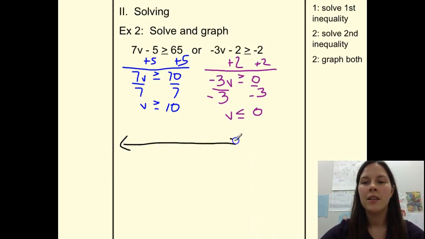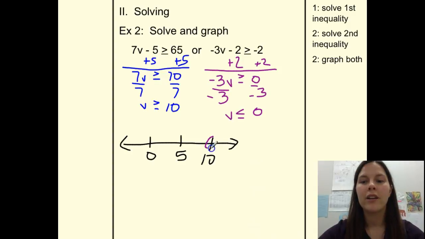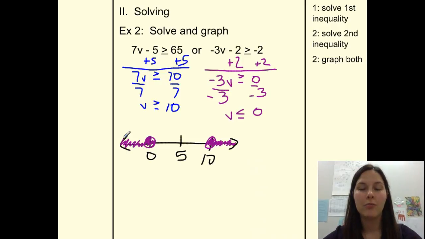Setting up our number line. We need both solutions on the number line with at least one value as a reference point. v is greater than or equal to 10. So we have a solid circle because 10 is a solution, and greater than shades off to the right. Or v is less than or equal to 0, so we have another solid circle, and less than will shade off to the left. A couple of values that would make this true. Any negative number would make this true because negative numbers are less than or equal to 0. And then 15, 20, 3,768 would make that true because they're greater than or equal to 10.